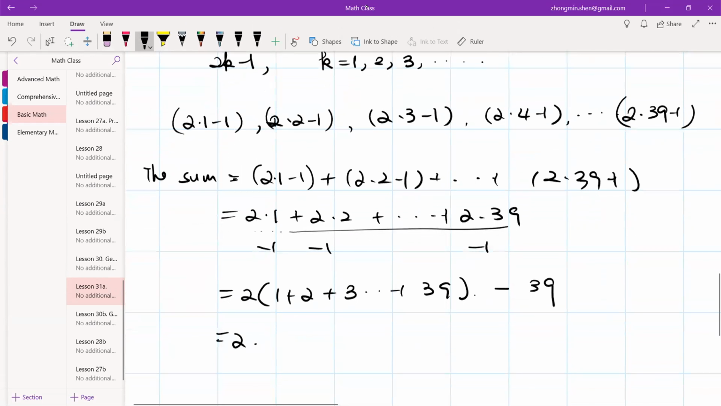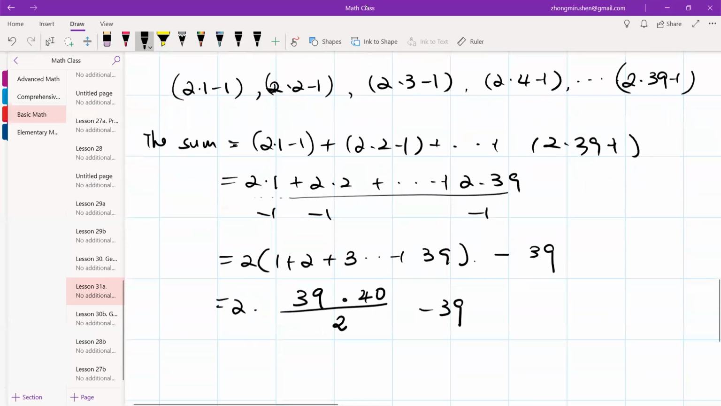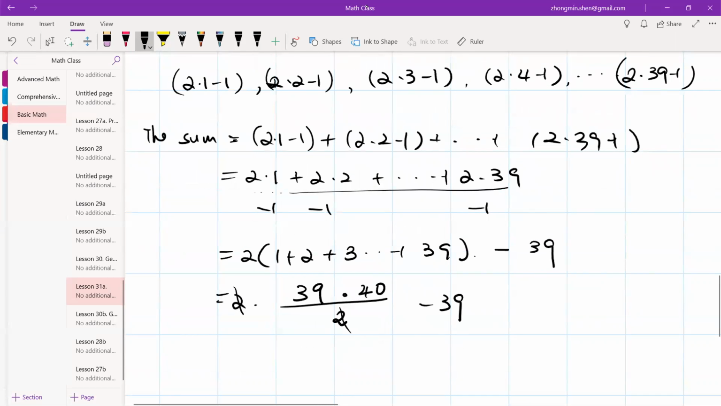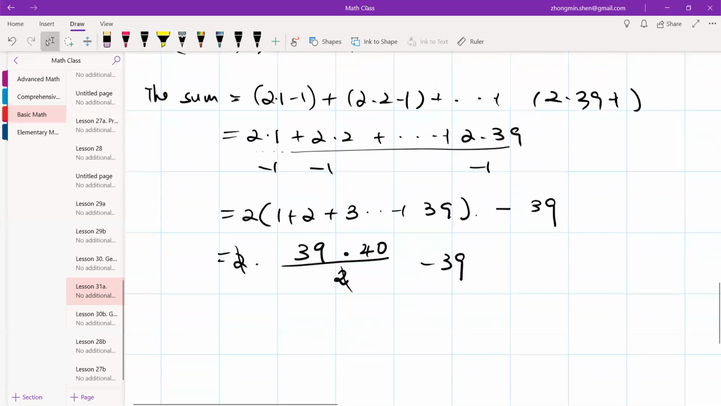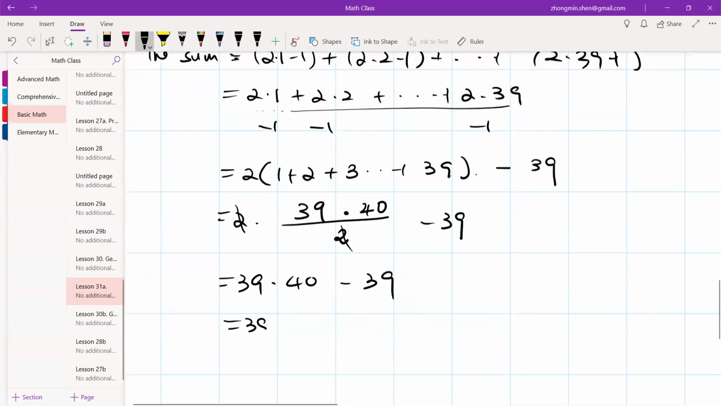Then you apply the formula, 1 plus 2 plus 3 added together, so you will get 39 times 40 divided by 2. Now you cancel the 2. Now the question is, how can you simplify 39 times 40 minus 39? You shouldn't multiply this out to do subtraction. Instead we take 39 out, and you get 40 minus 1, which is 39. So 39 times 39, 39 squared, that's a perfect square, right?